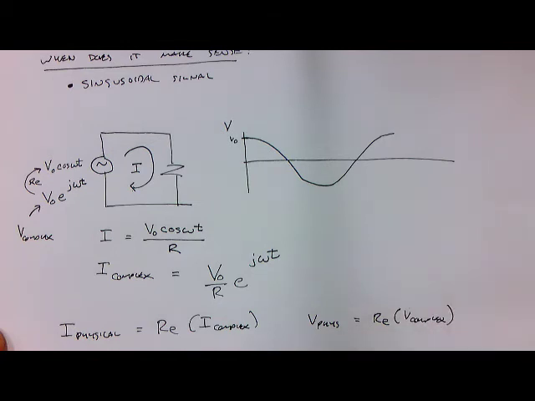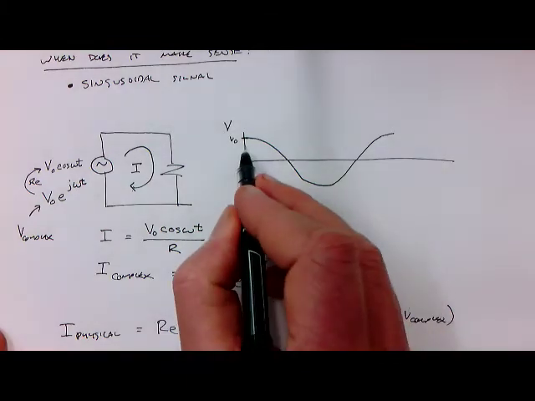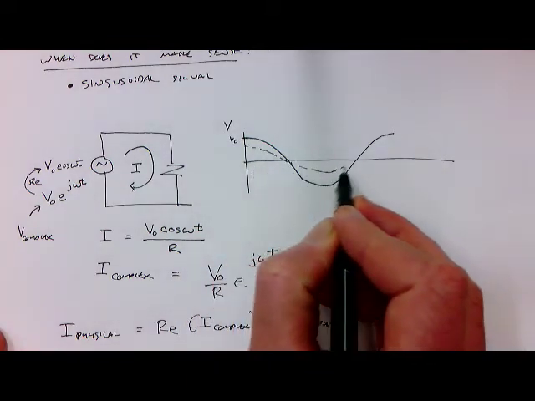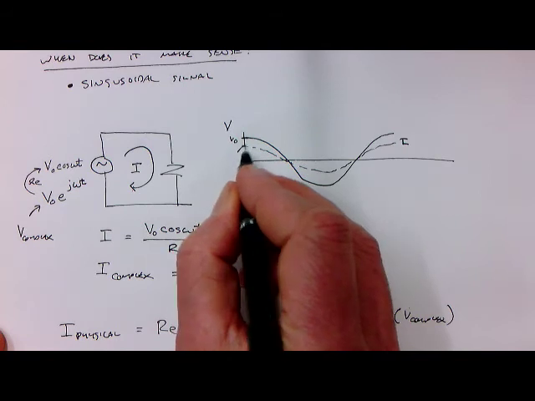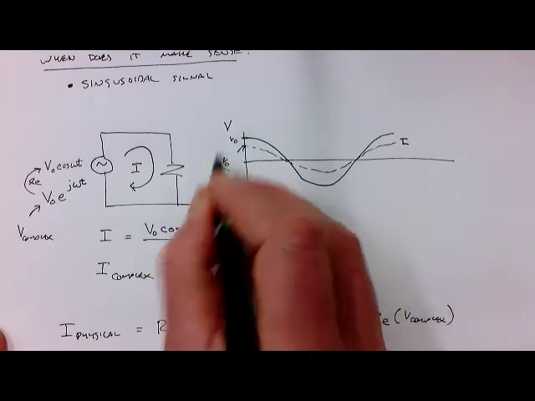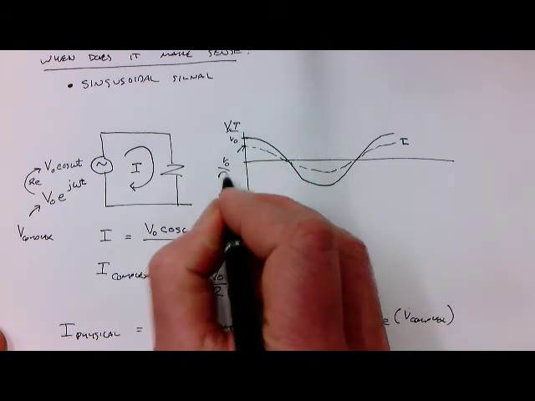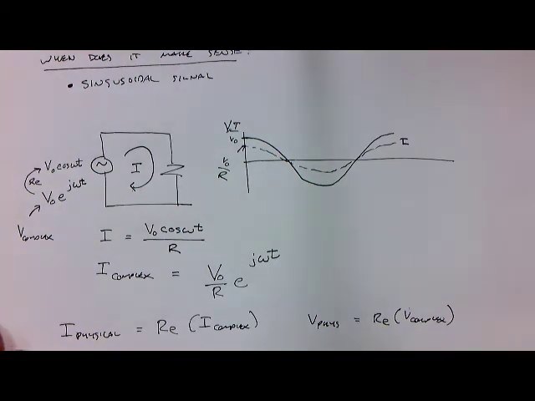So if I actually ask what's the physical current in this circuit, well, it's the real part of V naught over R e to the j omega t. In other words, it's V naught over R times cosine omega t. And so the actual current in this circuit will just be proportional to what the voltage is, right? And this value of the current will be V naught divided by R.